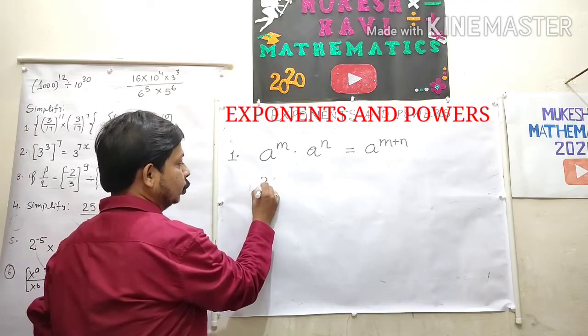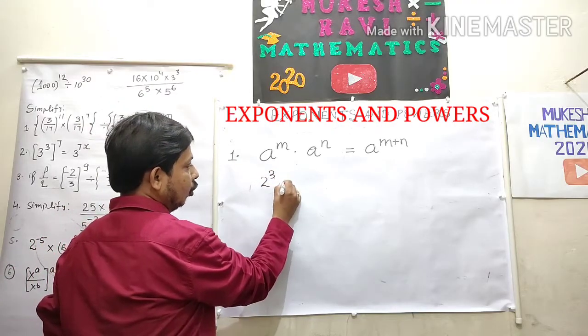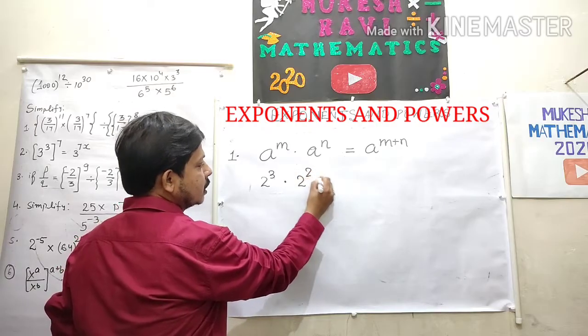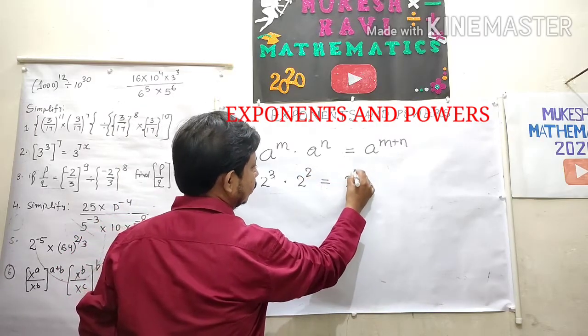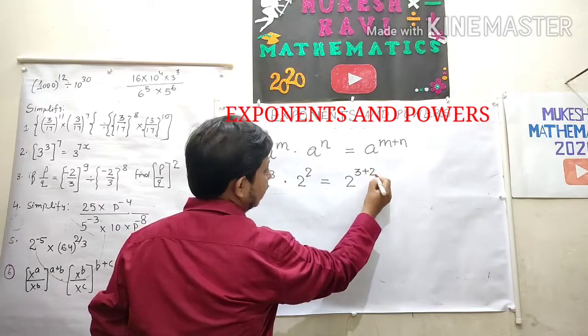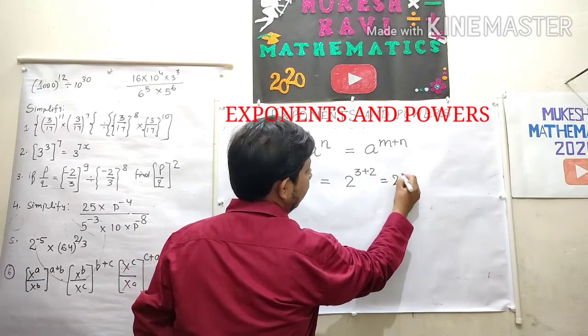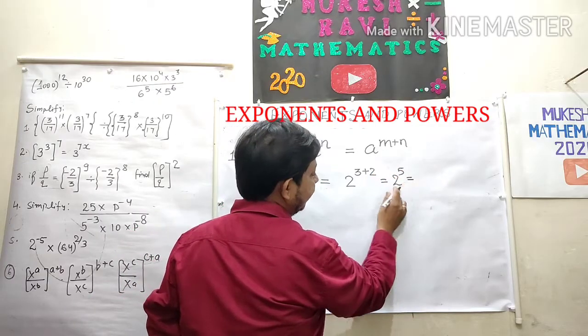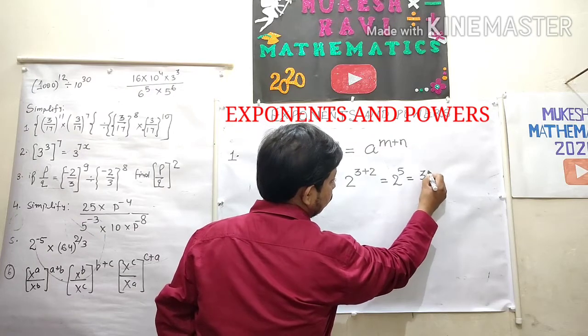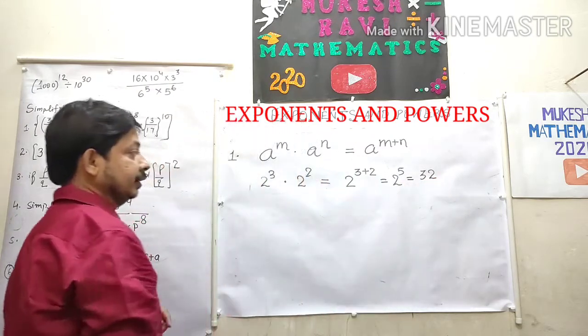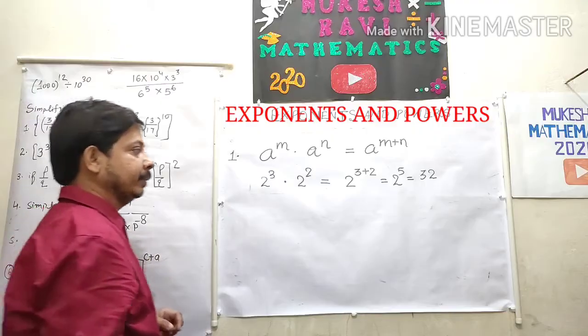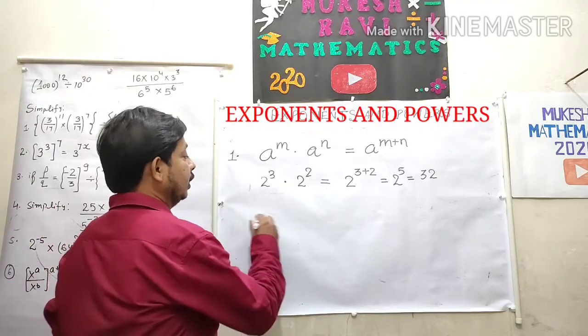For example, 2 to the power 3 dot 2 to the power 2 is equal to 2 to the power 3 plus 2, and the value is 2 to the power 5. And if you want to evaluate, this is 32. You can check it: 2 written 5 times, 2 into 2 into 2 into 2 into 2.